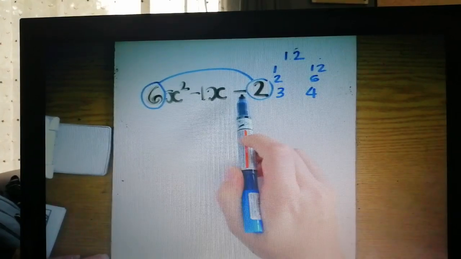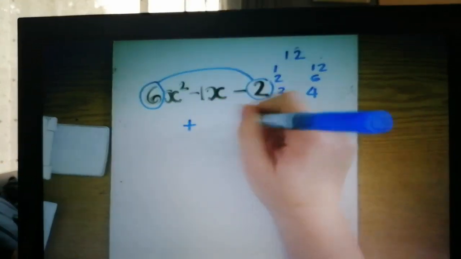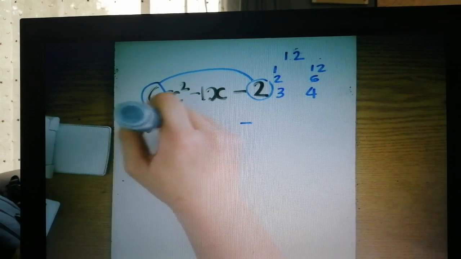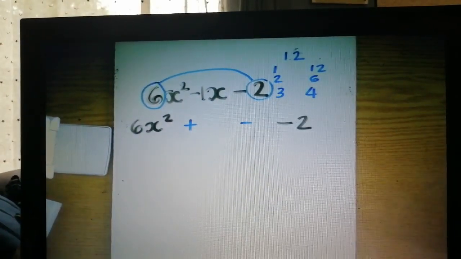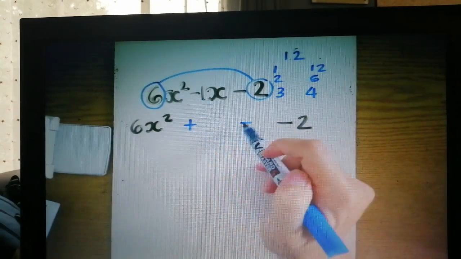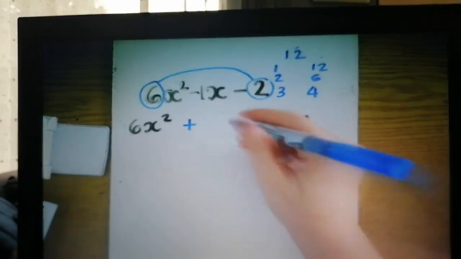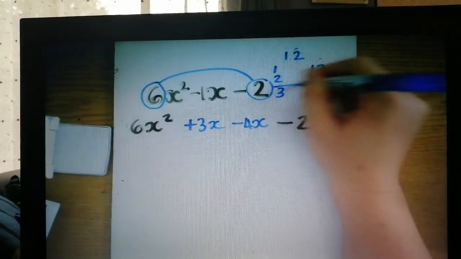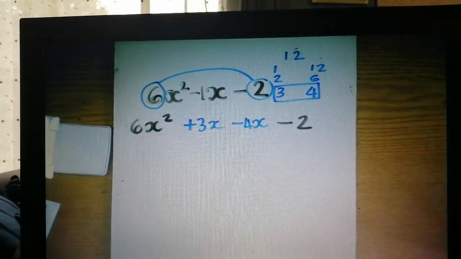Okay, this sign tells me what? If I had a normal trinomial, I would have to break it up into a plus and a minus, that they must be different. I keep the 6x squared and I keep the minus 2, and now I need to break negative 1x up into two numbers that consist of a plus and a minus. Which one am I going to use? I'm going to say minus 4x plus 3x. I'm using that factor pair, because plus 3 minus 4 gives me negative 1.